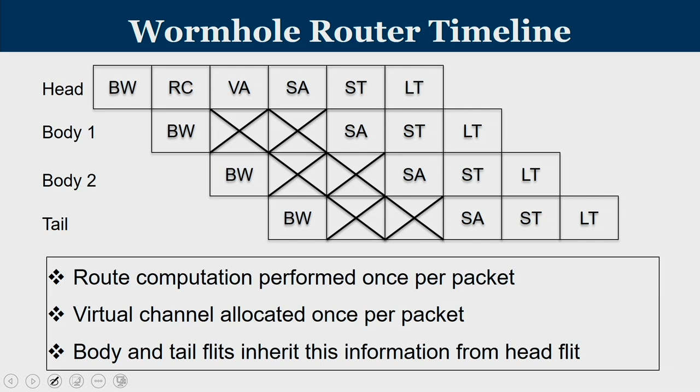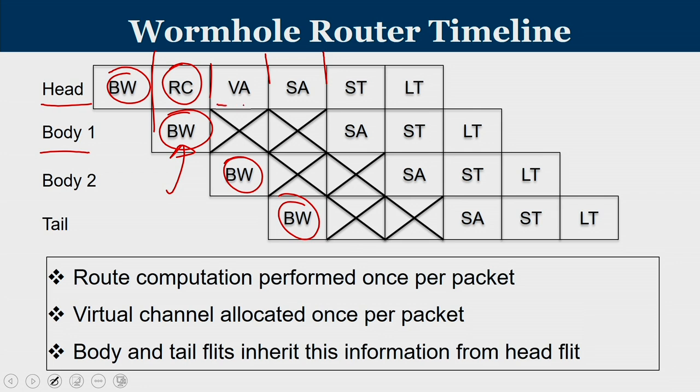Now, can I pipeline it? So, I perform the buffer write operation for the head flit. In the very next cycle, I will get the body flit. So, in each and every subsequent cycle, I am performing the buffer write. When I am performing buffer write of the body flit, or writing the body flit into the virtual channel, the head flit undergoes route computation. Once the head flit undergoes route computation, it goes to virtual channel allocation. That also will be done only for the head flit. And then we have switch allocation, switch traversal and link traversal. Virtual channel allocation and route computation are done only for the head flit. So, during that time, the body flits won't do any operation.